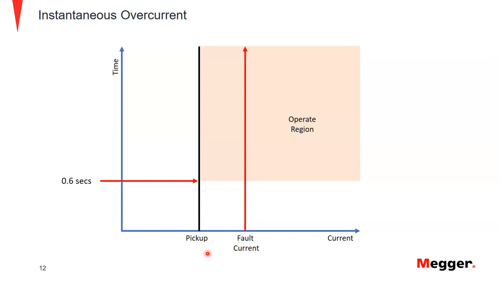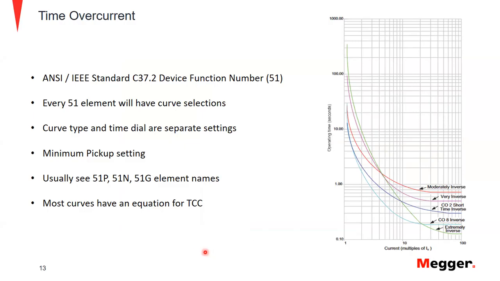Again, it's a very simple concept. If it gets above a certain threshold, it actually operates. If it doesn't get above the threshold, it will not operate. It's very easy to test, and we'll actually test the instantaneous level here at the end of this seminar. So, the time over current.